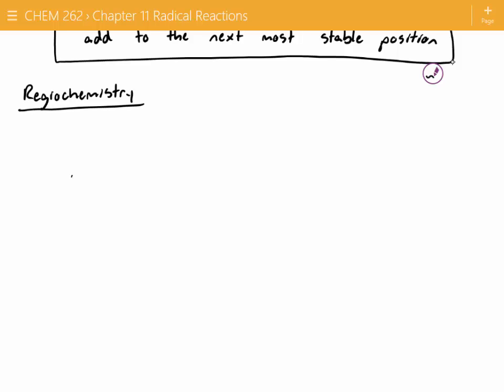Let's say we've just got a simple tertiary carbon, right? And we react this with chlorine, so Cl2 and UV. The main product will have chlorine added to the more substituted position.